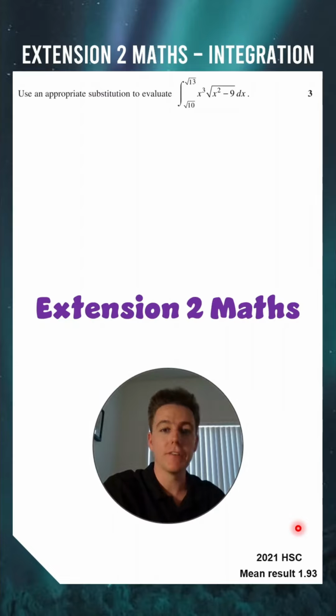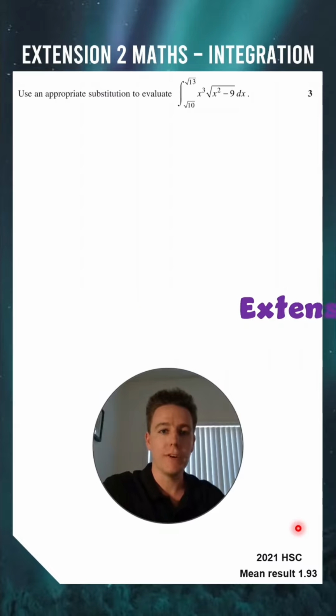Here's some integration advice for Extension 2 students. This question's from the 2021 HSC. Average result was a bit less than 2 out of 3. We want to find an appropriate substitution to evaluate this integral.